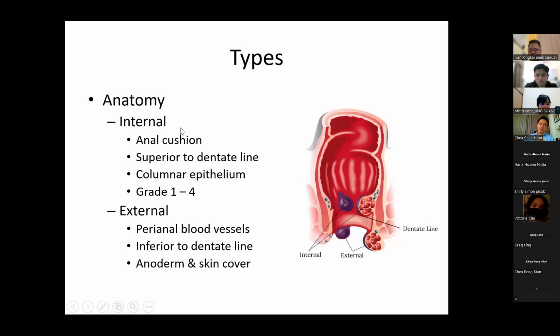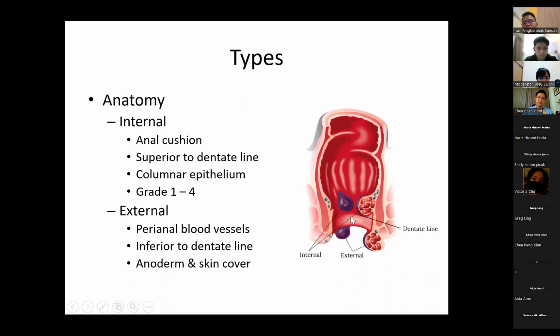Anatomically, we distinguish hemorrhoids by their position in relation to the dentate line. Whatever is superior to it, we call internal, meaning they originate superior to the dentate line. Hemorrhoids that originate inferior to the dentate line, we term external hemorrhoids. Above the dentate line, the epithelium is made up of columnar cells, and inferior to this dentate line, it is made up of anoderm and skin cover.